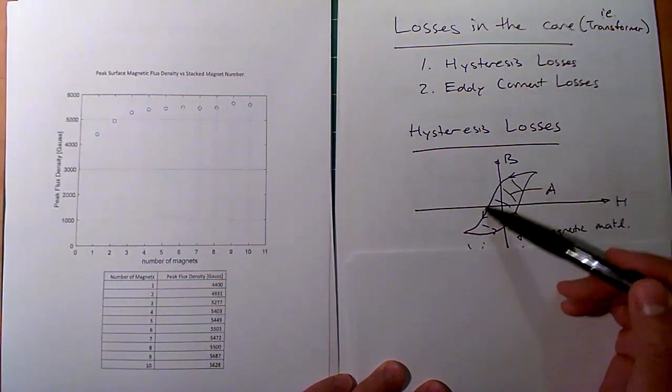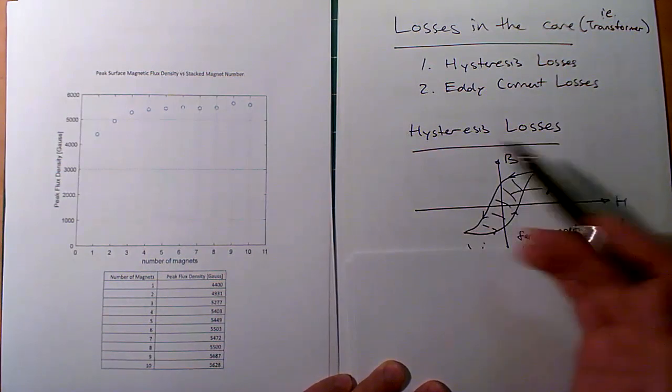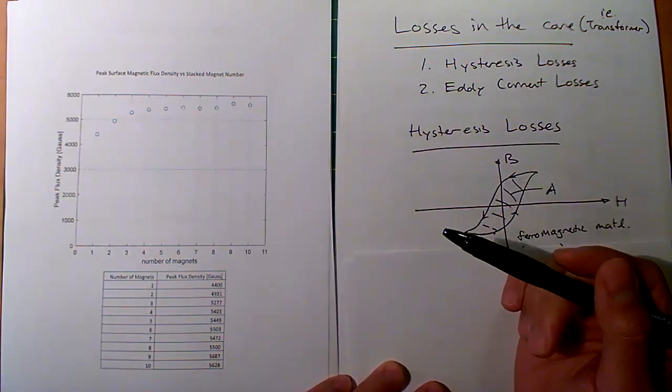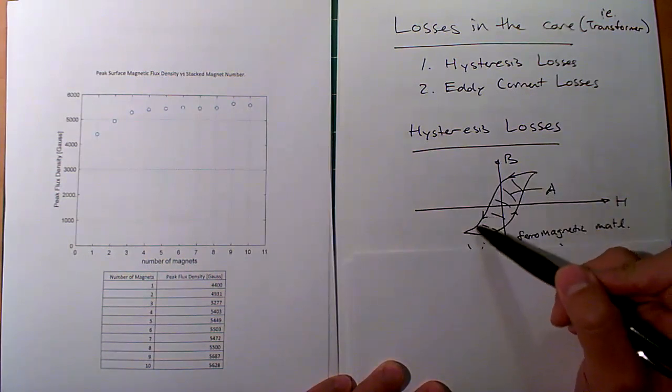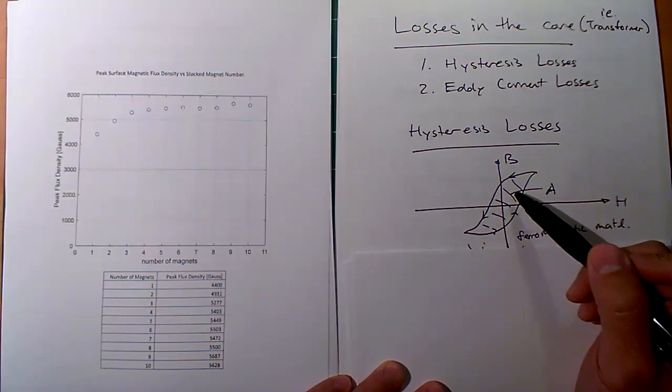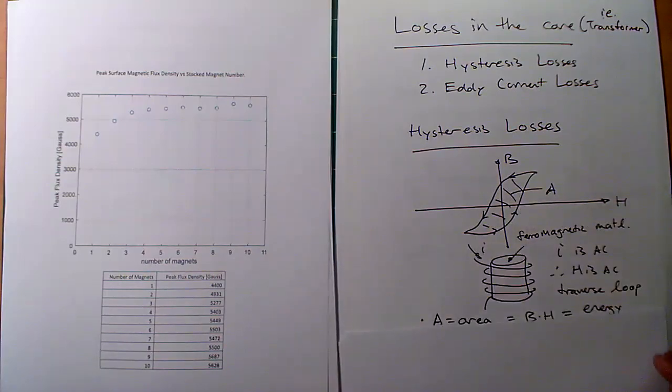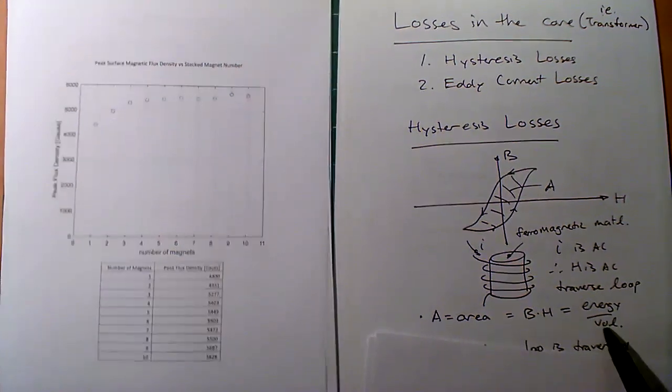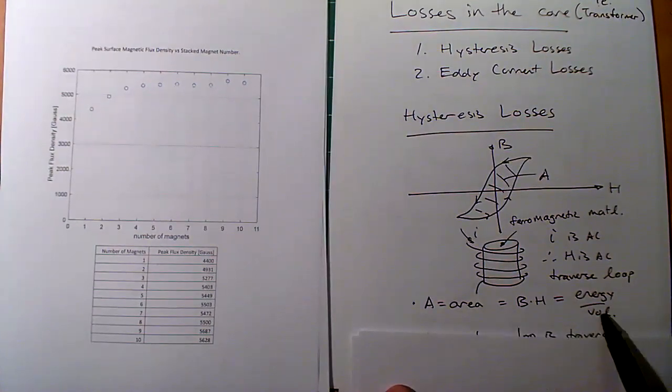If you traverse this curve, you are having to flip those domains back and forth, right? And the bigger this curve is, the more area there is, the more energy per volume. Remember, we already showed that before: the BH curve, that area is energy per volume.